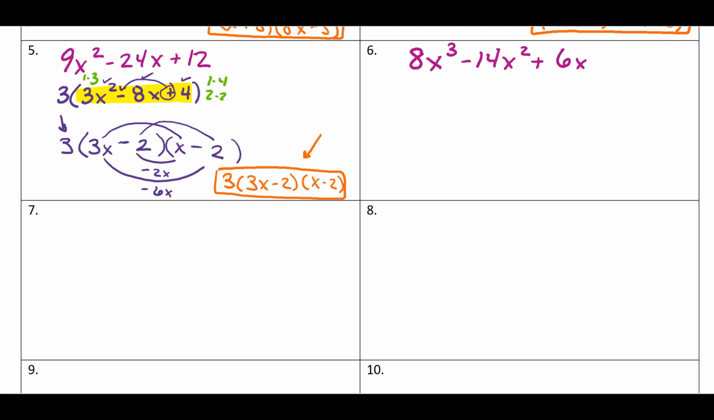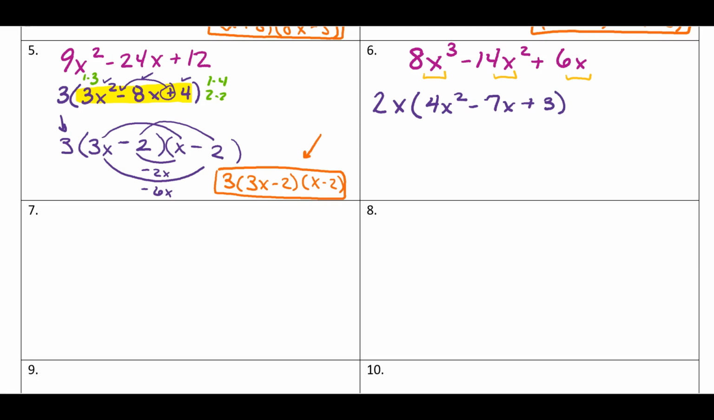It's actually a cubic. But if you look for your greatest common factor, you can easily see that each of these terms has an x in common. So that means we have a greatest common factor of x. Now, I'm still going to look at my 8, my 14, and my 6 to see if they have a common factor. And again, they do. 8, 14, and 6 are all even. So my greatest common factor is actually going to be 2x. So left over, I'm going to have 4x squared minus 7x plus 3.